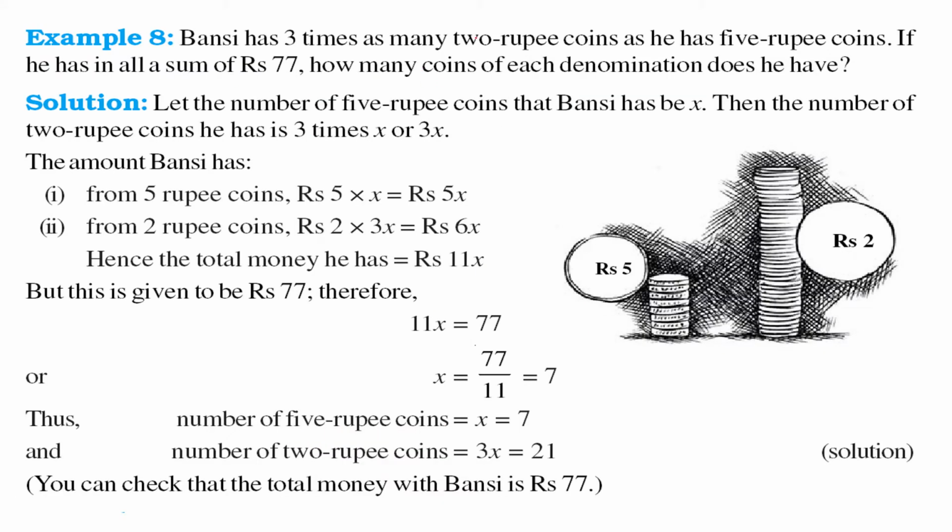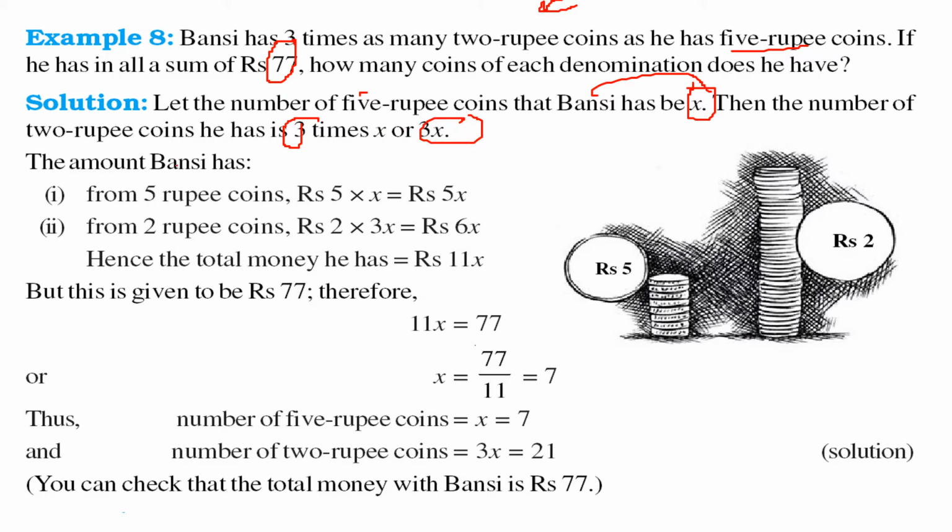Bansi has 3 times as many 2 rupees coins as he has 5 rupees coins. So if he has in all the sum 77 rupees, how many coins of each denomination does he have? Just consider that the number of 5 rupee coins Bansi has is x, and in the question it is given that the number of 2 rupees coins he has is 3 times. So if the 5 rupee coin count is x, the 2 rupee coin count is 3x.